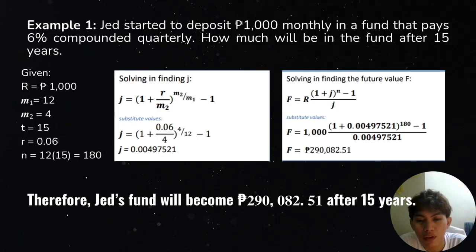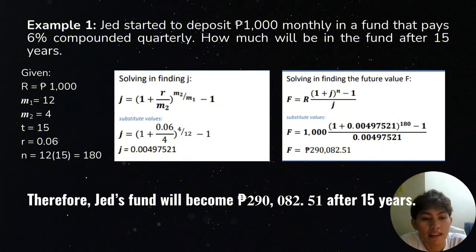Now that we already have our values, let us first find j, since we cannot proceed with finding the future value if we don't have the value of j. Let's write the formula for j, which is (1 plus r over m sub 2) raised to m sub 2 over m sub 1, minus 1. Then we substitute all the values, and we have the value of j, which is 0.00497521.